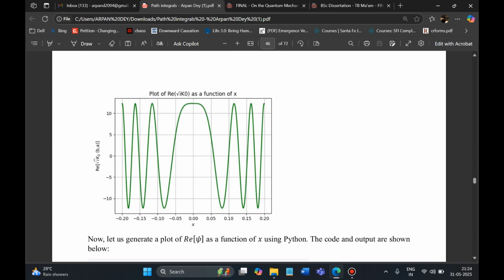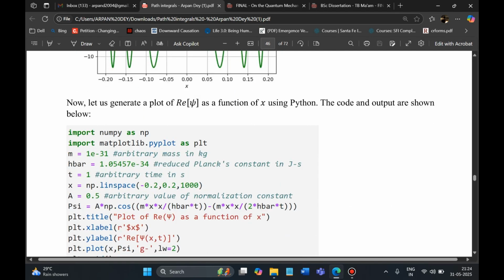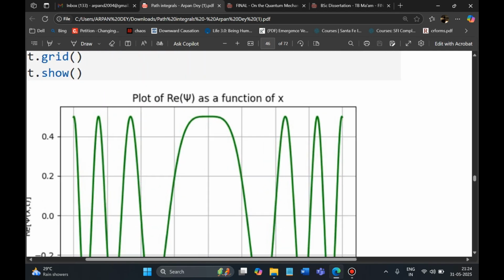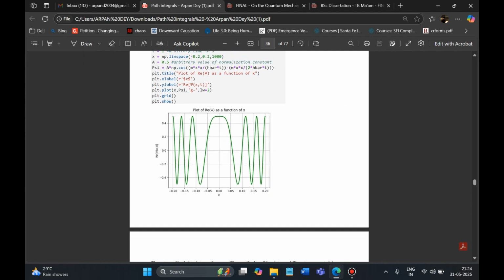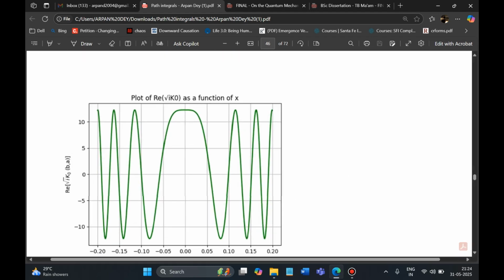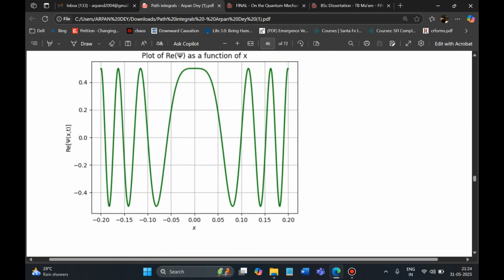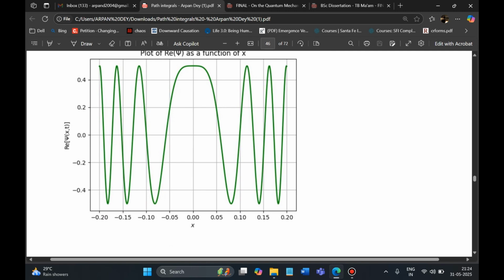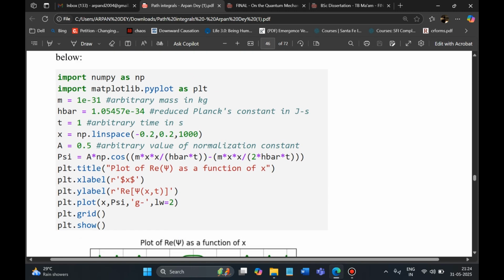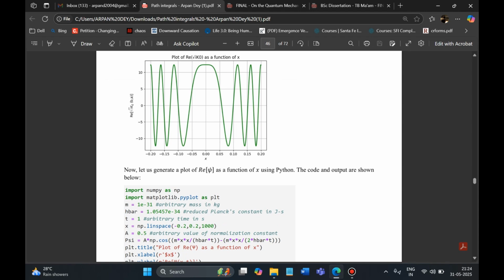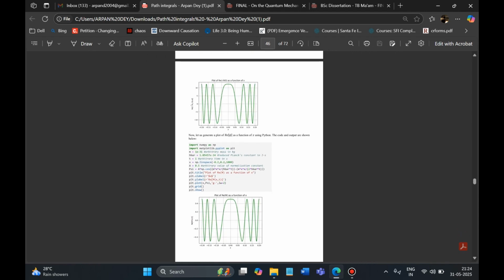Now see, this is the plot of the real part of the free particle propagator as a function of position, and this is the plot of the real part of the wave function psi as a function of position. Now you can see that this is minus 10 to 10 and this is minus 0.4 to 0.4. So all of this we can ignore because this is the amplitude, right? That depends on what value we have chosen for a. Here we have chosen a 0.5, an arbitrary value of the normalization constant. But other than that, if you look at it visually, the nature of the plot is the same. Both the plots look exactly the same. So the plot with respect to position is the same for both the free particle as well as the propagator.